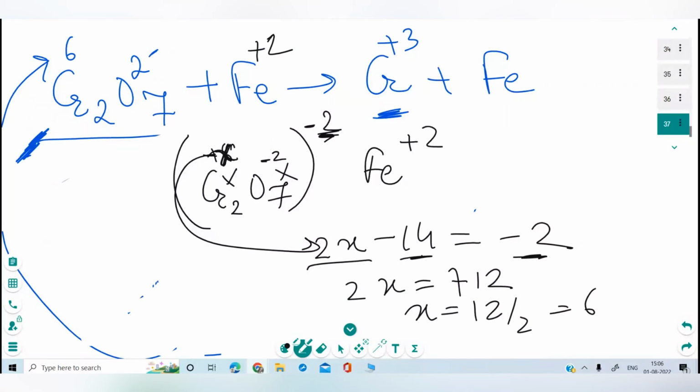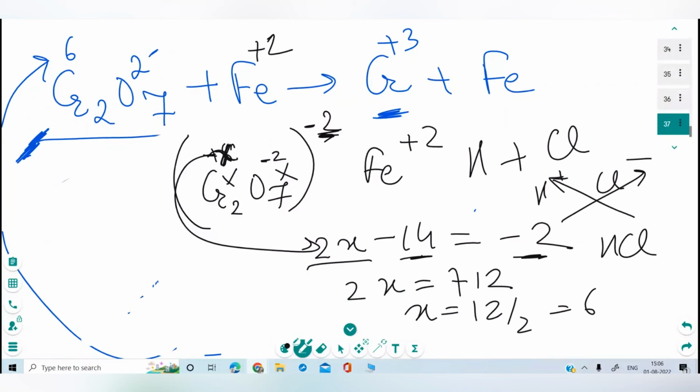Wait. Okay, so this is -2 because Fe is +2. No, it is not because Fe is +2. See, whenever you are balancing, suppose you are balancing H and Cl, what do you do? You cross multiply, no? That H plus Cl minus. So this multiplies here and this multiplies here, and then they combine. Correct? That is what we are doing. This whole is -2 and this is +2.